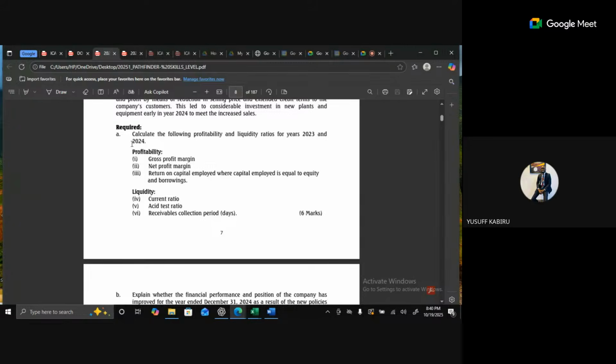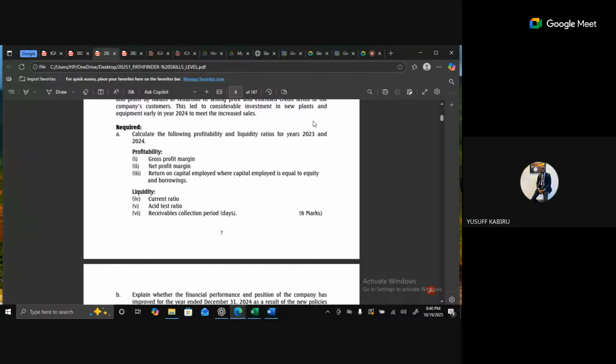Now, remember that we said a ratio is actually not meaningful when you don't have anything to compare it with. Imagine they say calculate the profitability ratio alone, you just calculate it and drop it. You can't interpret it because you don't have anything to say, okay, there was an increase or a decrease in comparison with this or that. So that's why they're asking you to calculate.